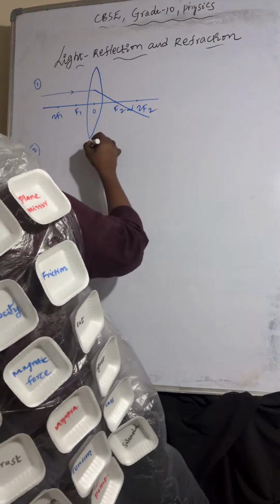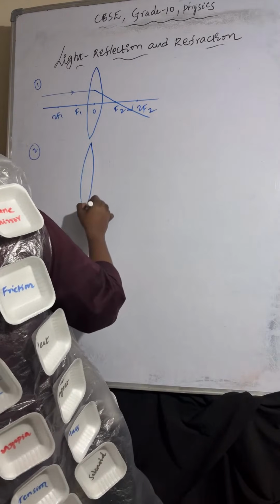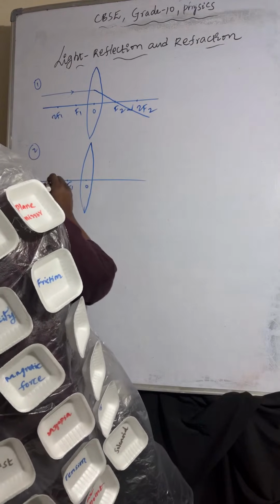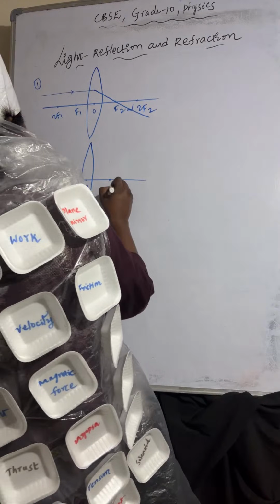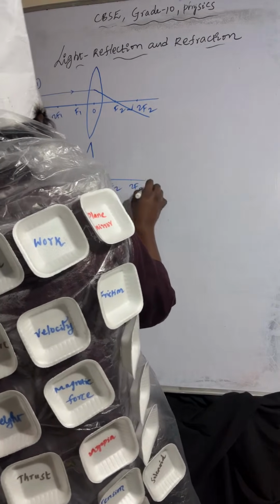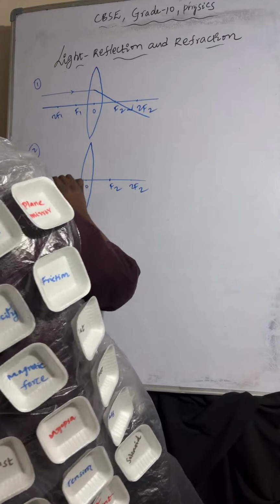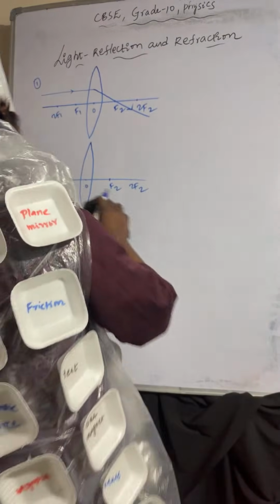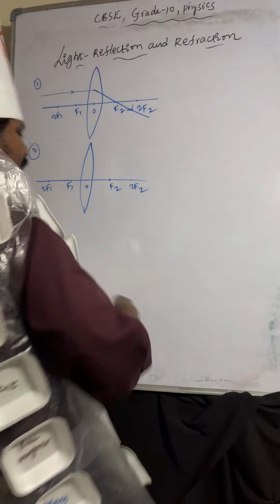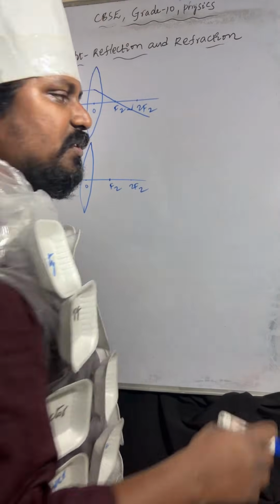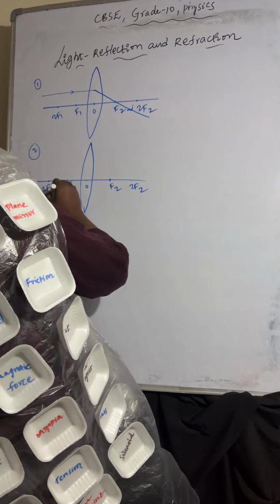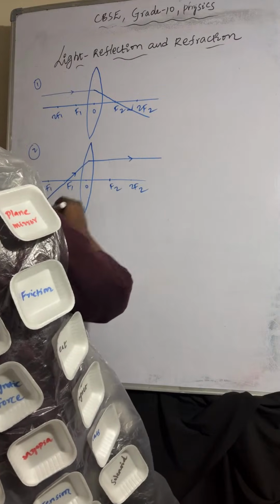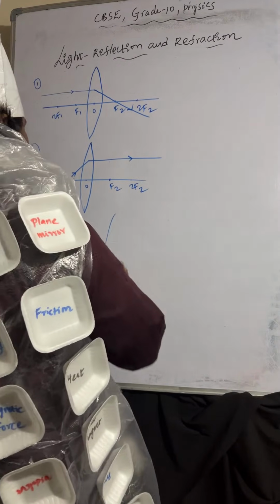Coming to the next one. Light rays. Optic center, f1, 2f1, f2, 2f2. Light rays passing through focus, after refraction, become parallel to the principal axis. So here you can see, after refraction, those light rays will become parallel to the principal axis.